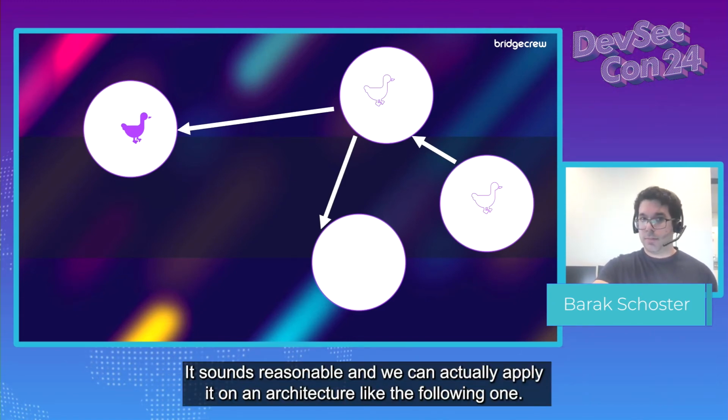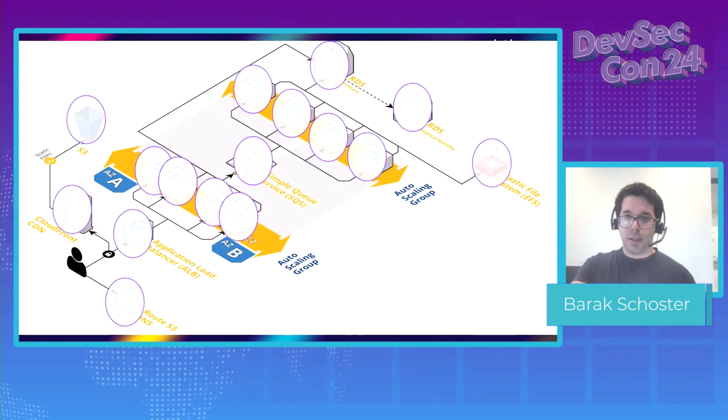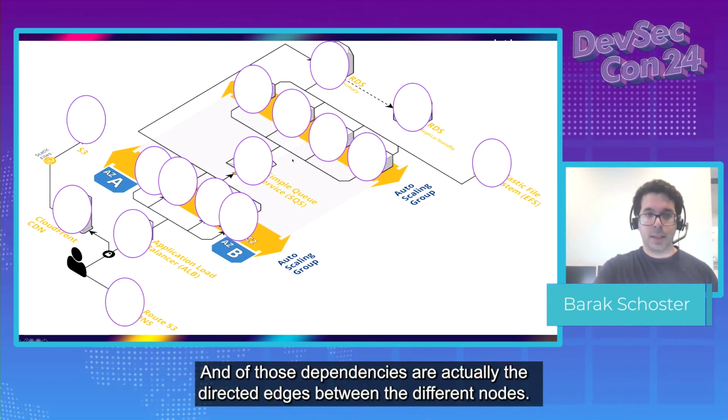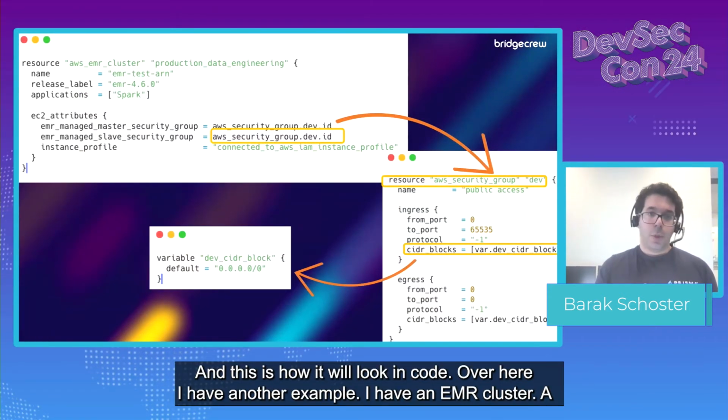It sounds reasonable, and we can actually apply it on an architecture like the following one, where each and every resource defined in this diagram is actually a node. And all of those dependencies are actually the directed edges between the different nodes. And this is how it will look in code.